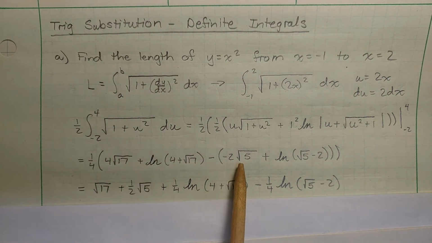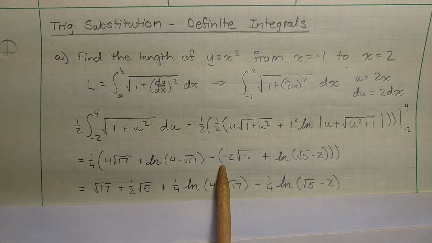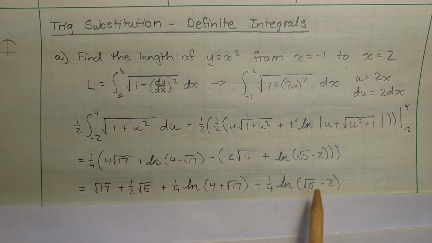So I put the radical terms in front. I did the 1/4 times radical 17, distributed the 1/4 there, and so it becomes 1/2 radical 5 plus. Then I put the natural log terms there, and I get my answer. That works. Remember, that's an exact answer.